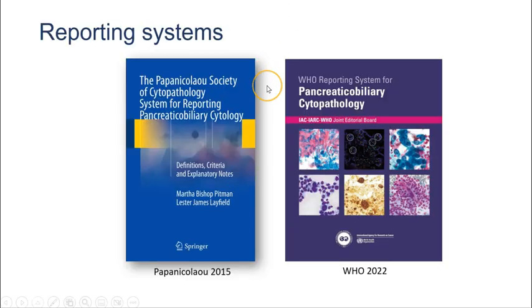Here are two of the best-known systems internationally. First, we have the Papanicolaou Society of Cytopathology System for Reporting Pancreatobiliary Cytology, and this was published in 2015. And more recently, we have the WHO reporting system for pancreatobiliary cytopathology. This is a joint effort between the International Academy of Cytology, International Agency for Research on Cancer, and the WHO. And this is part of a larger series of books on cytopathology consensus systems that currently include lung, lymph node, spleen, and thymus, as well as soft tissue lesions.